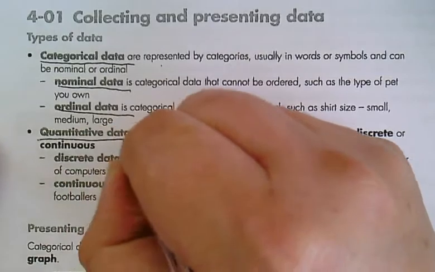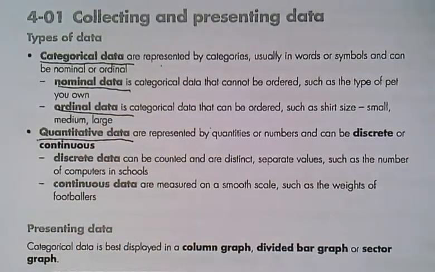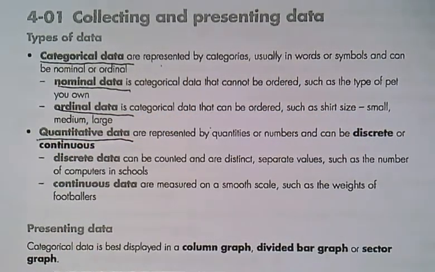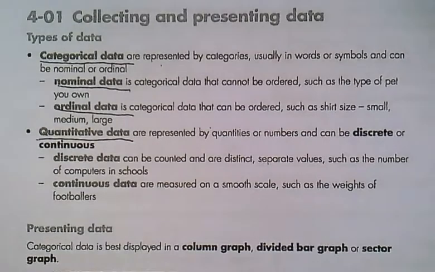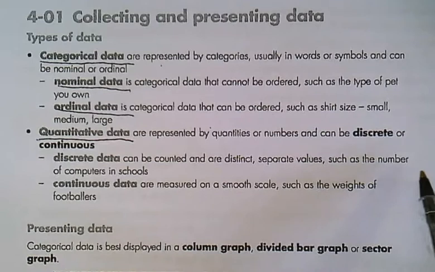Quantitative data, so they're quantities. They are represented by quantities or numbers, and there are two types of quantitative data. We've got discrete, which means individual, or continuous. Discrete data can be counted. For example, how many pets do you have, or the number of computers in the school.